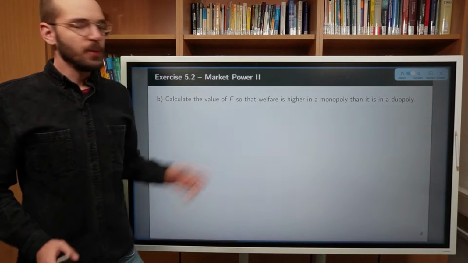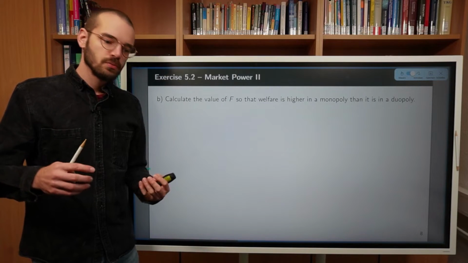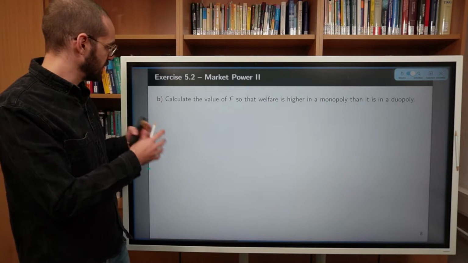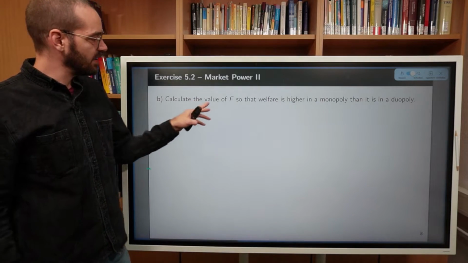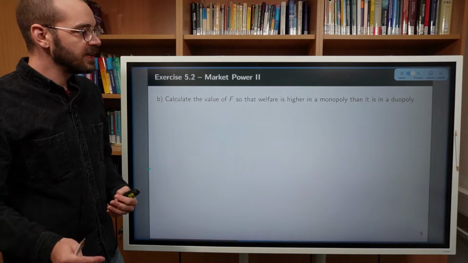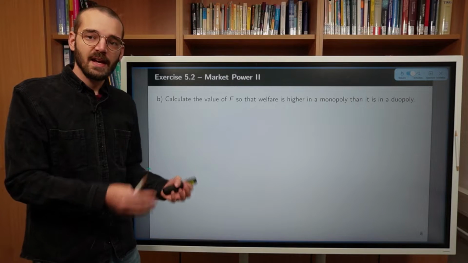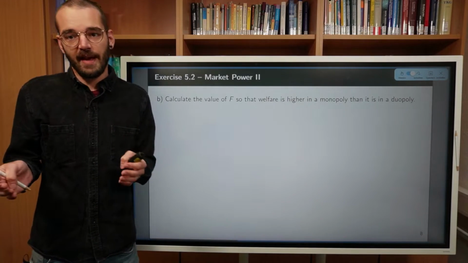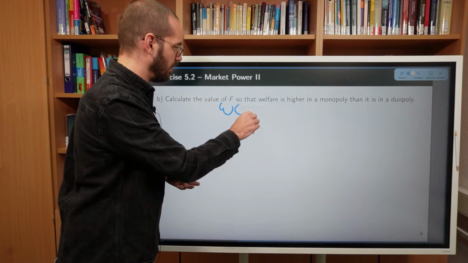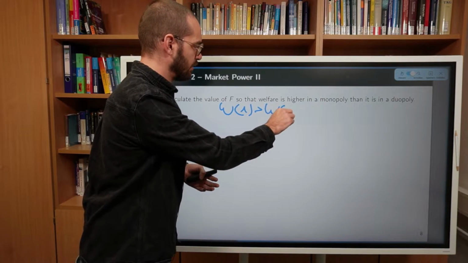In the next task, we are doing essentially the same. We are just framing it differently, just to be aware of what this means conceptually, right? In task B, we are asked to calculate a value of the fixed costs, capital F, so that welfare is higher in the monopoly than it is in a duopoly. So what we essentially want to do is find F so that welfare as a function of n, the number of firms, welfare of 1 is larger than welfare of 2.